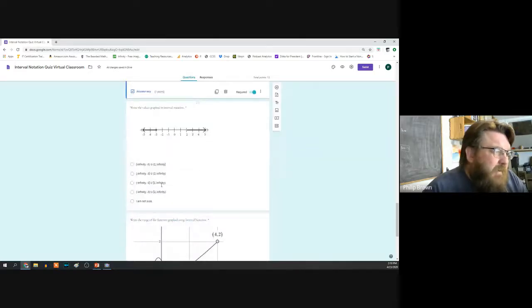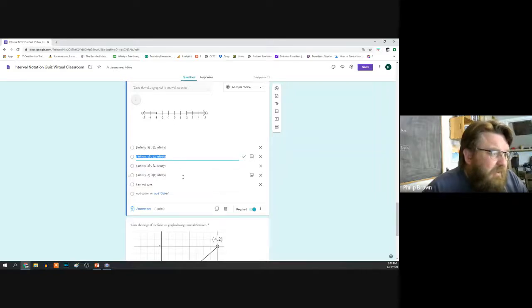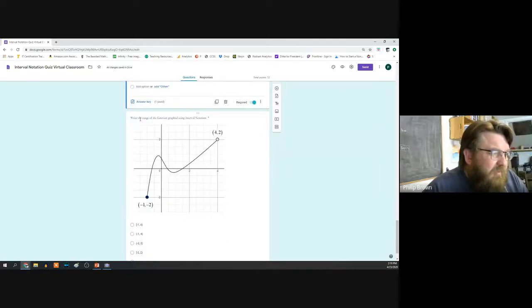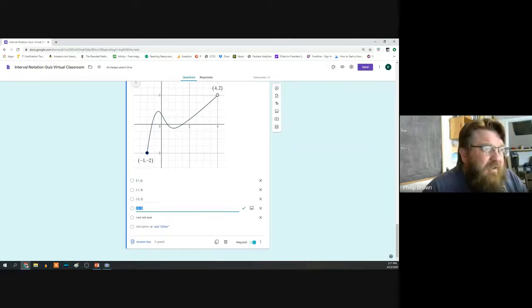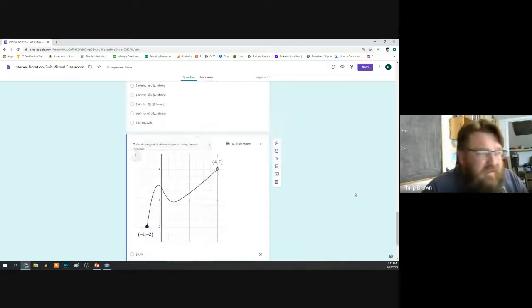But all right. So next one, interval notation that matches this graph. So -infinity to -3 included. That's good. And then 2 to, so it's this one. Yeah, 2 to infinity. And then this one, what's the range of the function? Write the range of the function graphed. So range is all the y's. So it's going to be from -2 to 2. So it's this. Oops. It's that. Oh, yeah. No, this one. Because it's included and not included.